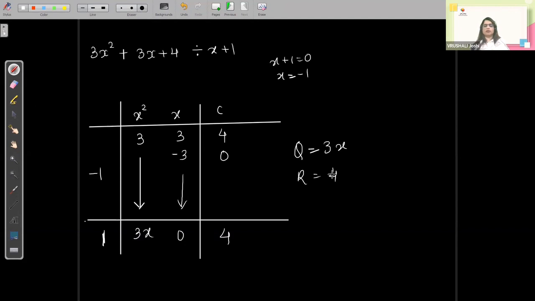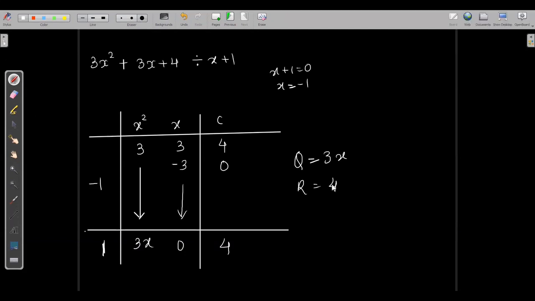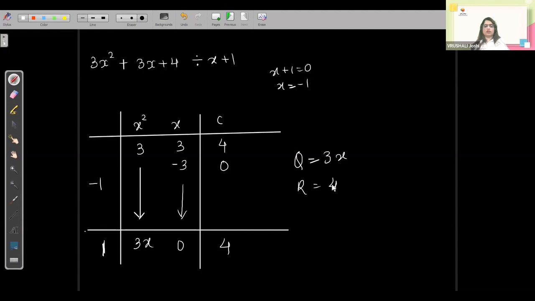Are you guys getting it? Yes, ma'am. Okay, one more question we will do as an example and then we will go to the cubic form.